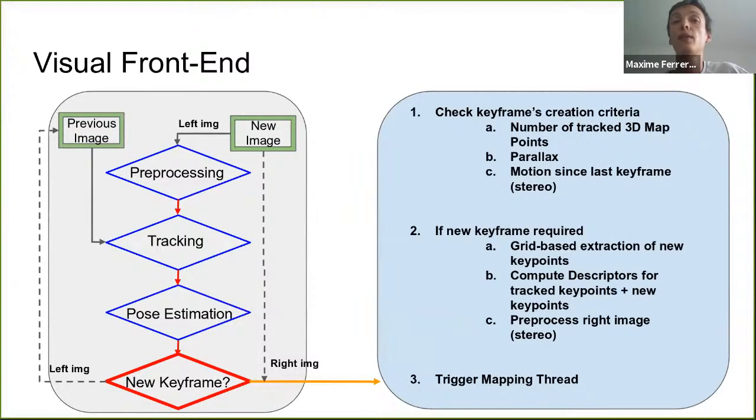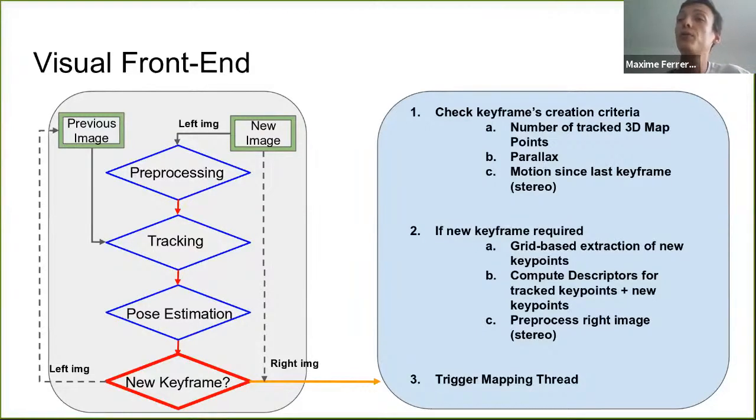So our method is also keyframe based, and so the visual front end is also responsible for triggering the creation of a new keyframe. In order to do so, we check several classical criteria, like the number of tracked 3D map points, parallax, and also the estimated motion since the last keyframe for the stereo mode. And if a new keyframe is required, what we do in the front end is only a grid-based extraction of new key points. In order to do it very fast, we only extract features in cells in the image which are empty, where no key points are present.